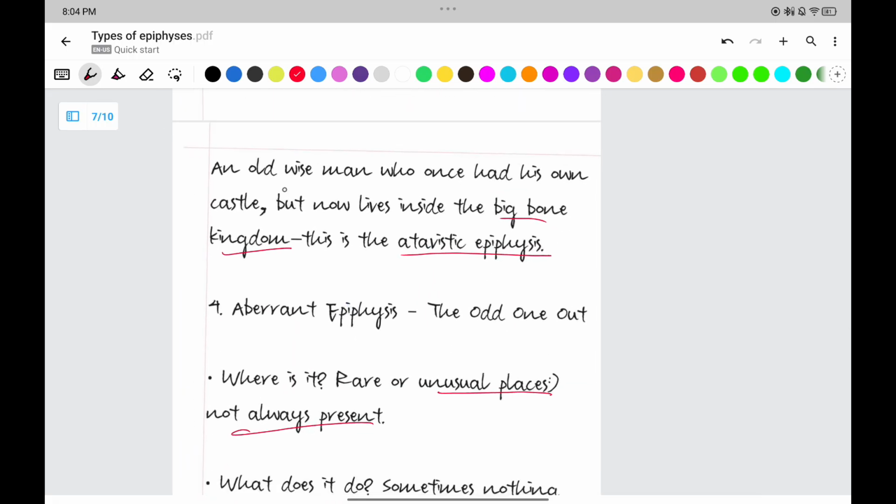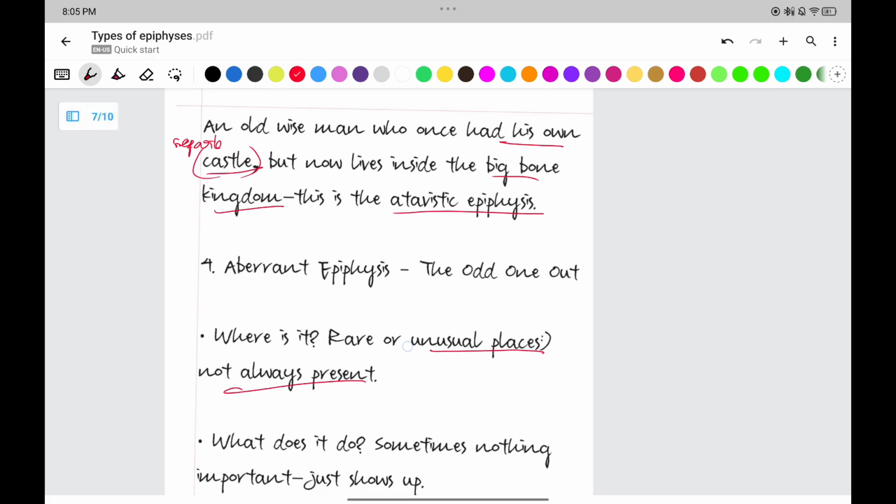Again, the story. An old wise man who once had his own castle but now lives inside the big bone, which means he once had his own castle. This is the separate bone, which has evolved into a big bone. Now he lives in the big bone kingdom. This is known as the atavistic epiphysis.